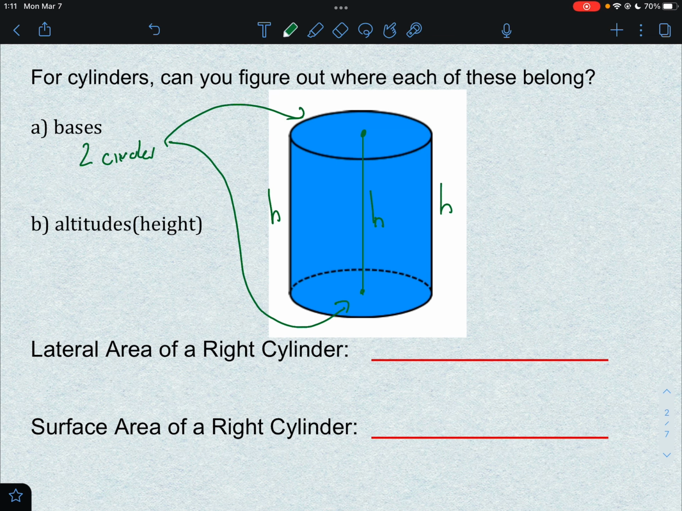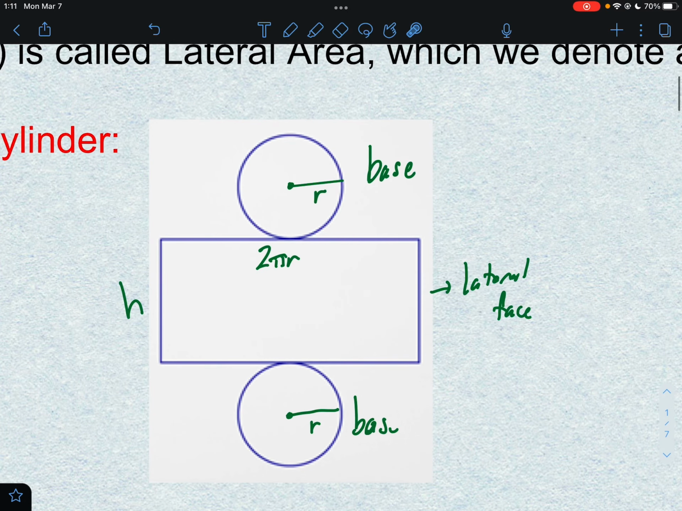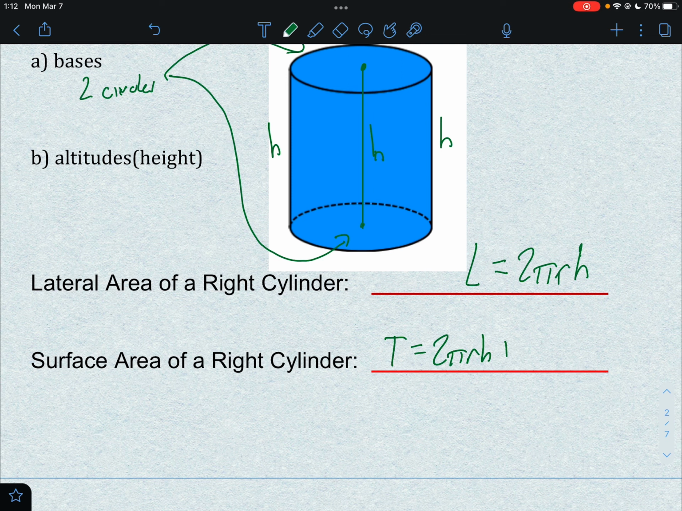The lateral area of a right cylinder, the formula for that would be L equals 2 pi r h. Think about this. It's just a rectangle, right? Base times height, 2 pi r h. And then for the total surface area, we're going to take that lateral and add on the 2 bases. There's 2 bases that are circles, so pi r squared. So 2 pi r h plus 2 pi r squared is the total surface area of a cylinder.